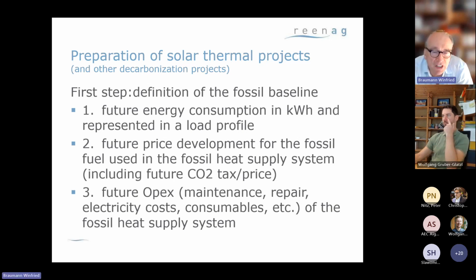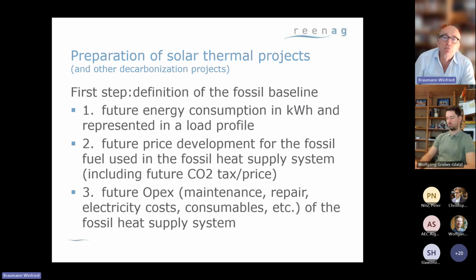The load profile of the consumption of fossil energy in kilowatt hours is known from the past, and therefore we can use it also for the future. For the operating and maintenance costs of the existing plants, we can also use our experience in the past. The cost of fossil energy is, of course, much more complicated. We must estimate on the basis of assumptions about future development of energy costs, a development in our case for 20 years, also taking into account future CO2 taxes or future costs of CO2 certificates.